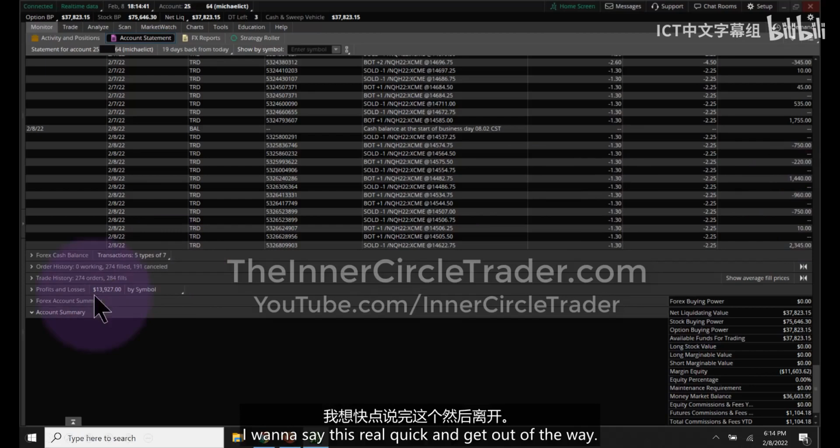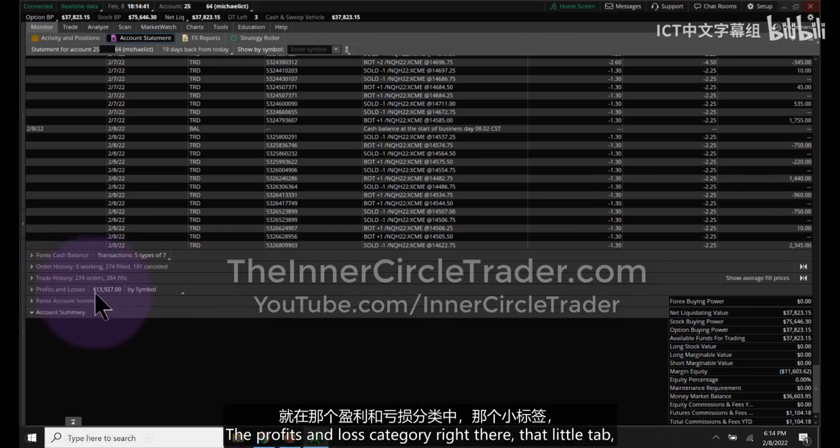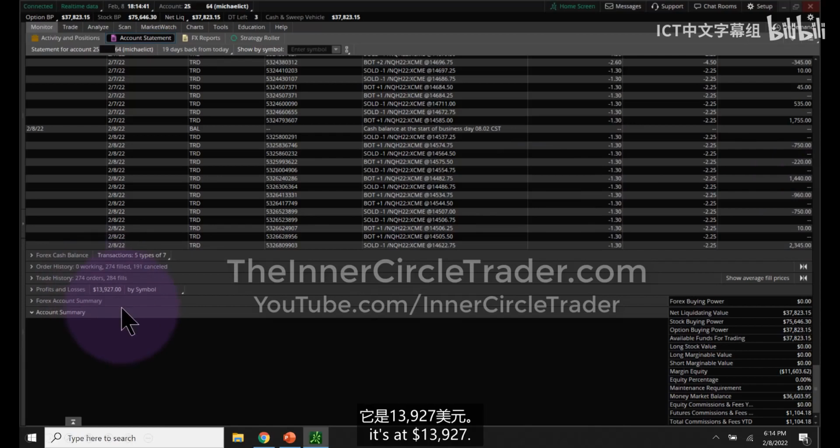I want to say this real quick and get out of the way. The profits and loss category right there, that little tab, it's at $13,927. That is not a lot of money, folks. It's not. But it's 51+% now in 2 weeks of trading. Well, 2 weeks in today's now a day. So 2 weeks, 1 day, 51%.